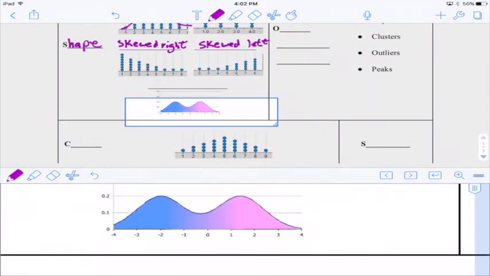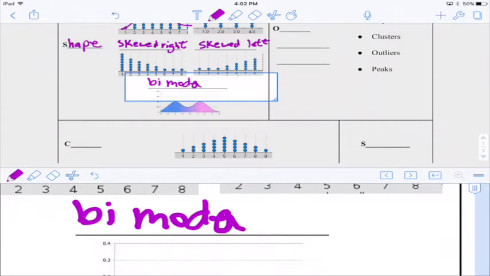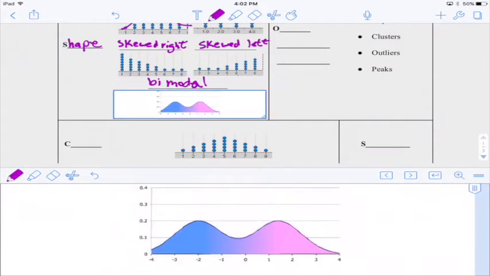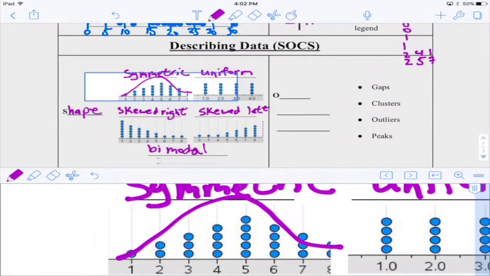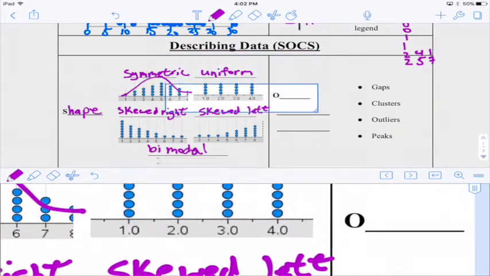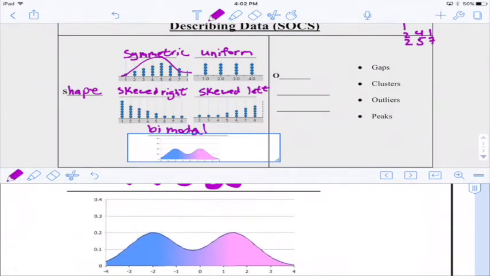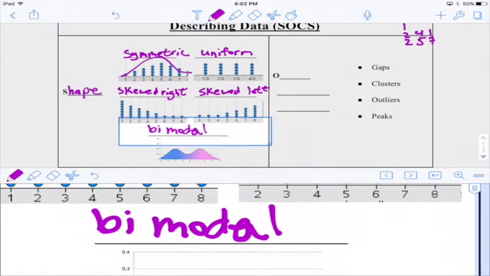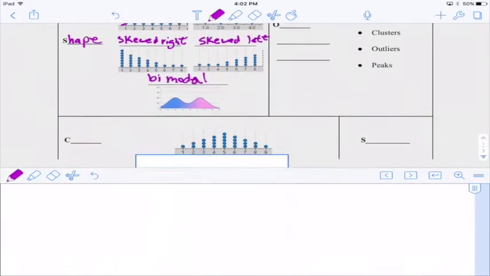This one is also symmetric, but it's another special case. We call this bimodal because there's 2 peaks. So other ways we could talk about these peaks. This is a single peaked symmetric. This is a uniform symmetric. This is a bimodal symmetric. Technically, we could have trimodal or even more, but bimodal and unimodal are kind of the main two. But you don't even have to say those words necessarily. You could talk about the peaks.